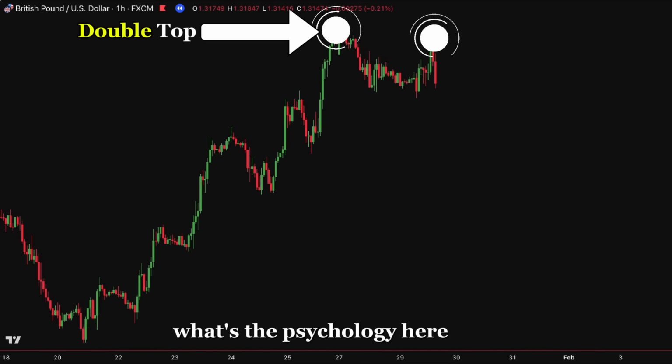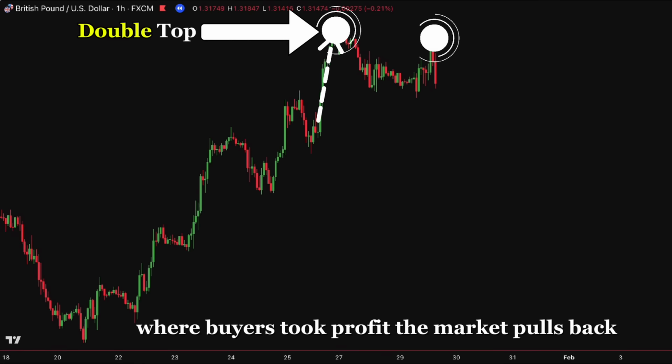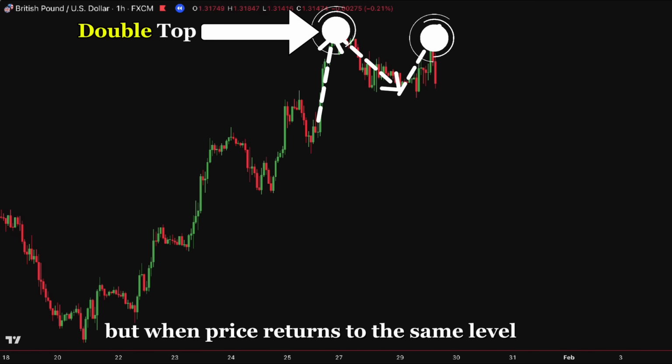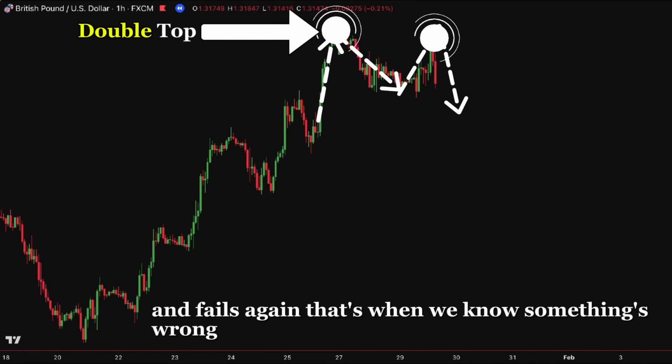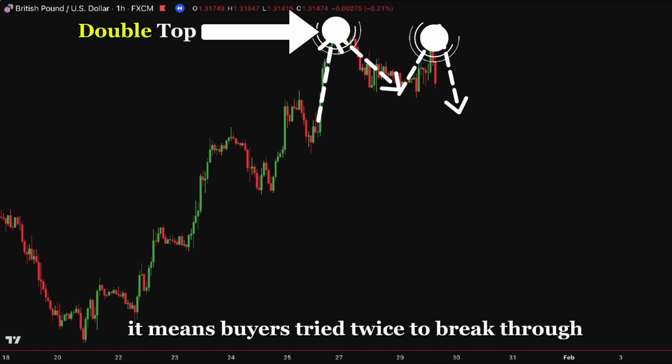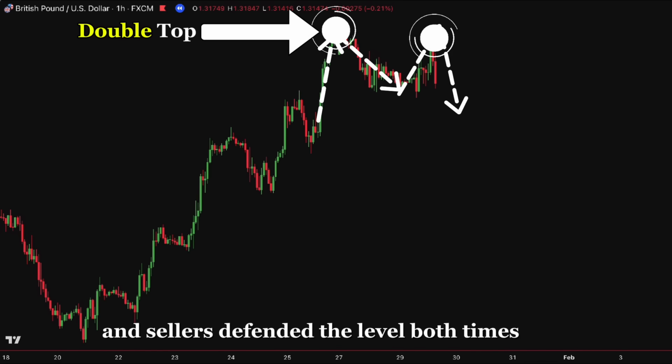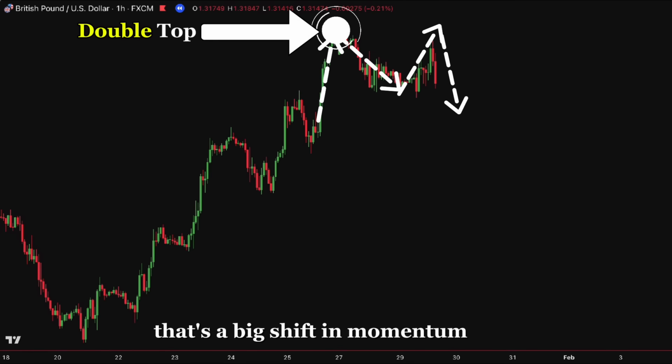What's the psychology here? The first top is a natural high where buyers took profit. The market pulls back, no problem, it's normal. But when price returns to the same level and fails again, that's when we know something's wrong. It means buyers tried twice to break through and sellers defended the level both times. That's a big shift in momentum.